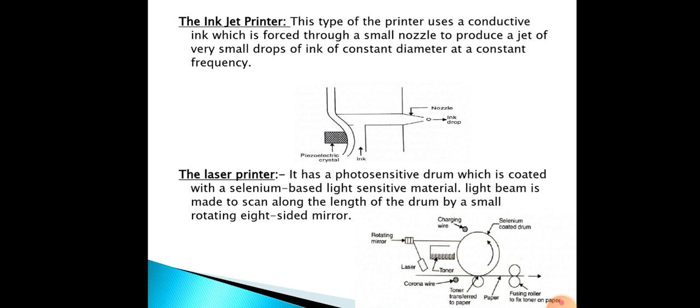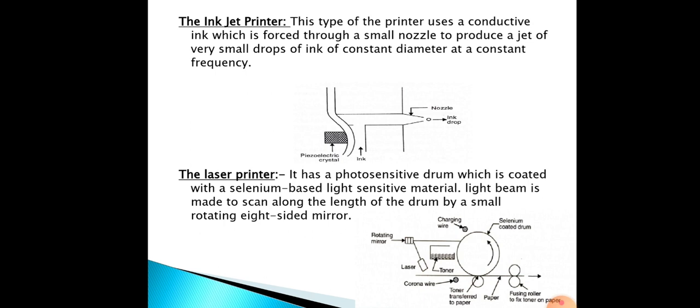Okay, the next one, the laser printer. In the laser printer, you can see the diagram over here. It has a photosensitive drum, which is coated with selenium based light sensitive material. The selenium in the dark has a high resistance and becomes charged as it passes close to the charging wire. This is a wire at a high voltage from which charge leaks.